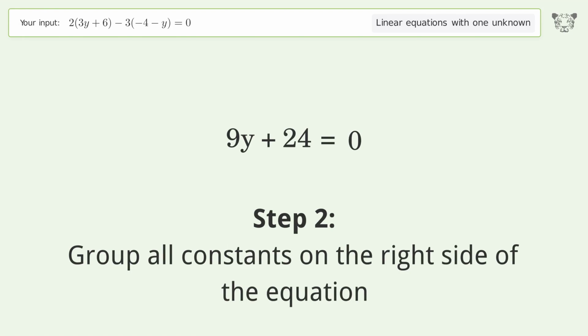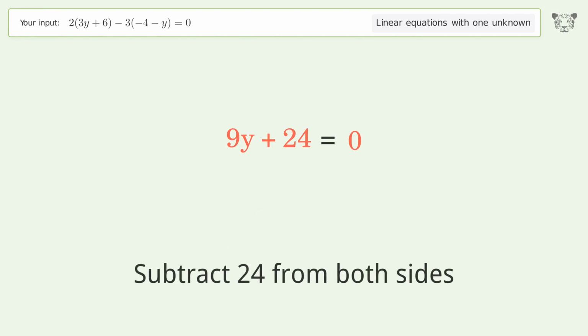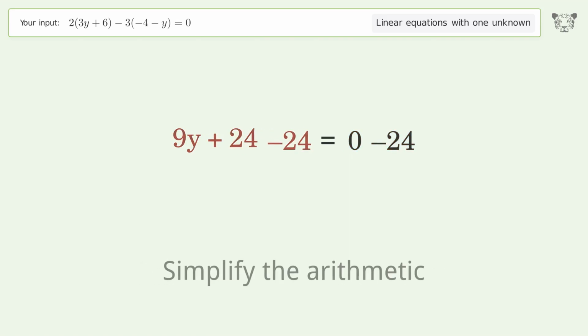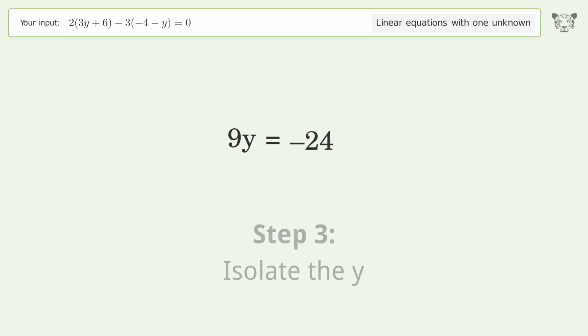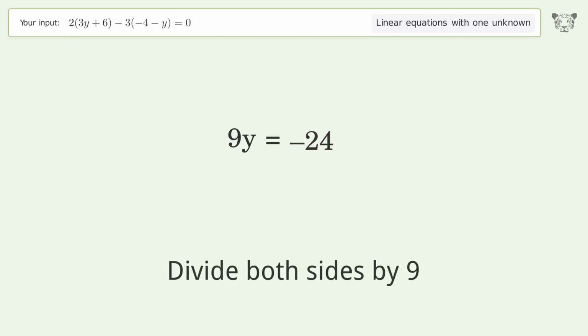Group all constants on the right side of the equation. Subtract 24 from both sides. Simplify the arithmetic. Isolate the y. Divide both sides by 9.